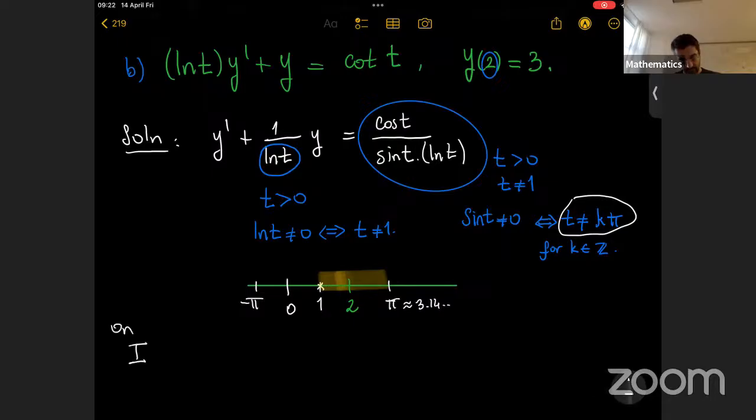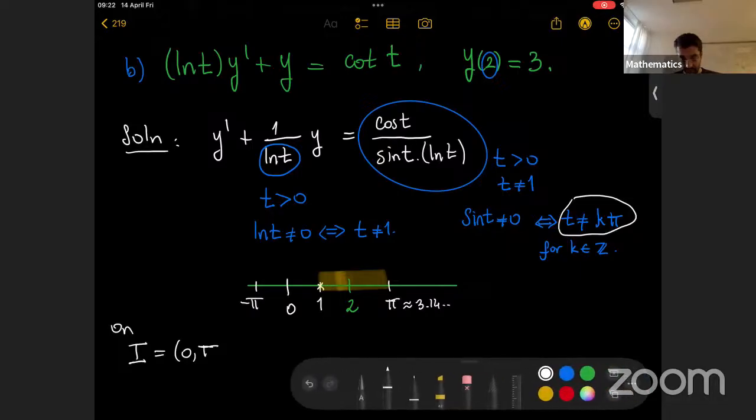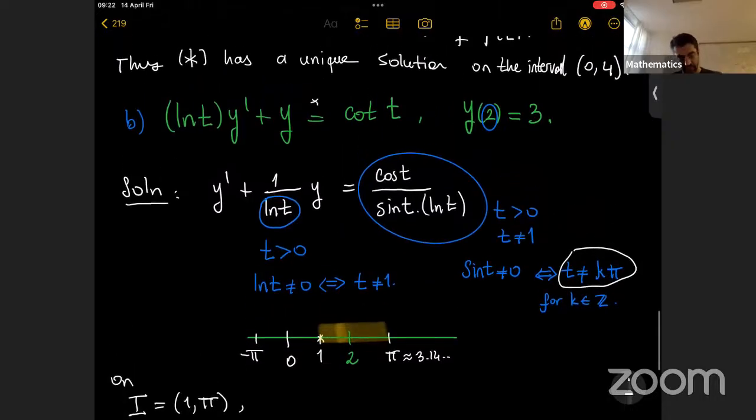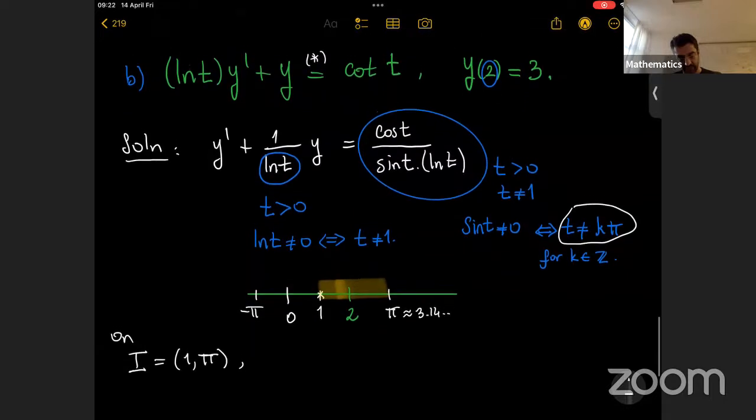So on the interval 1 to pi, let's call it star here, star has a unique solution.